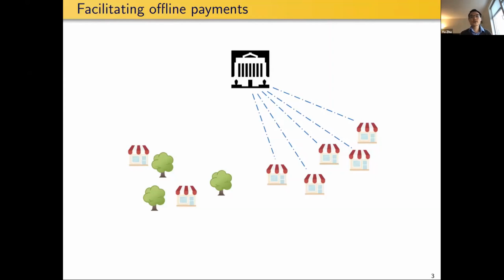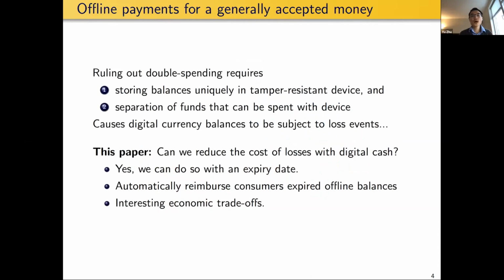So if you can store the same offline payment balance in two devices, you can go to one store, use one device, and then go to the other store, use a different device, but with the same balance. So you use that balance twice. And these stores cannot instantaneously check that, which opens the door to the double spending problem. Similarly, if you can use that same balance online and in an offline device, you can spend that money offline and online at the same time. So that also opens the door to double spending. So to rule out this possibility, we have to store the balances uniquely in a tamper-resistant device, and that has to be separated from funds that can be used online.